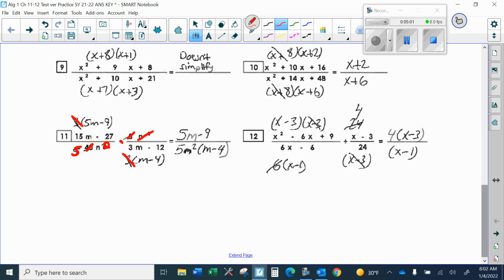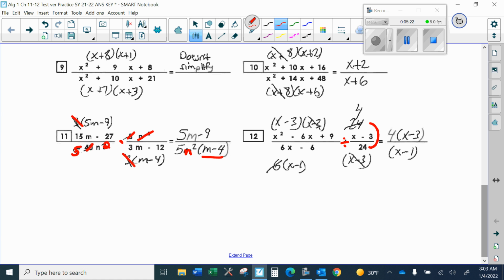Then those 3's cancel right there. So what I'm left with in the numerator is 5n minus 9. I'm left with a 5n squared in the denominator times the quantity m minus 4. So there's my answer.